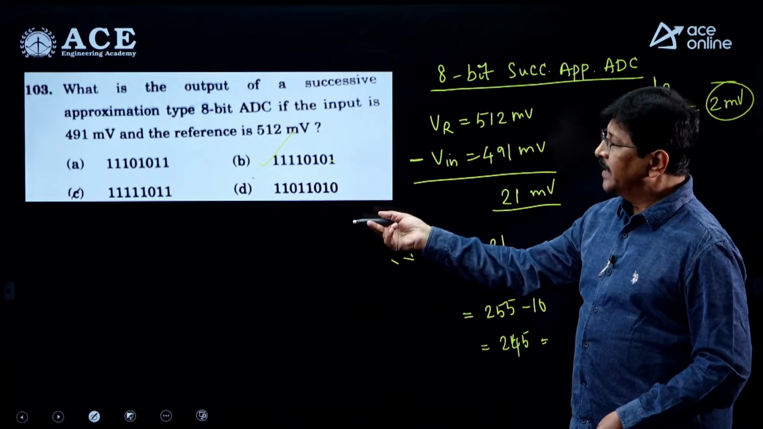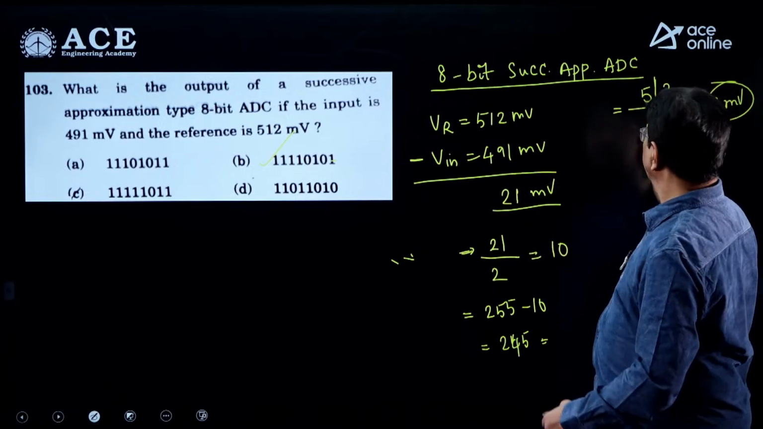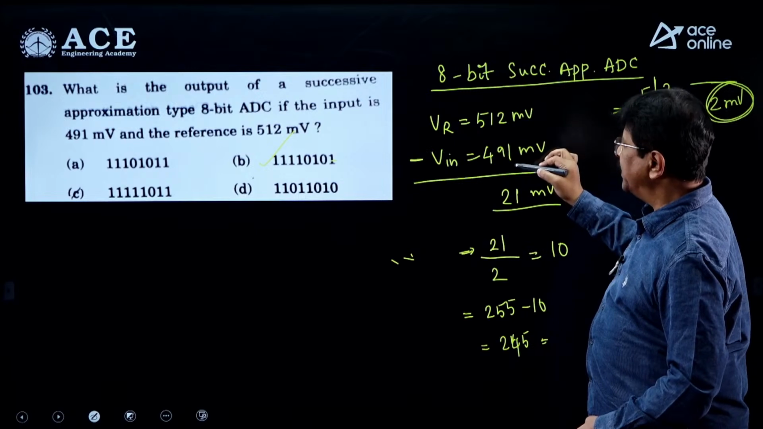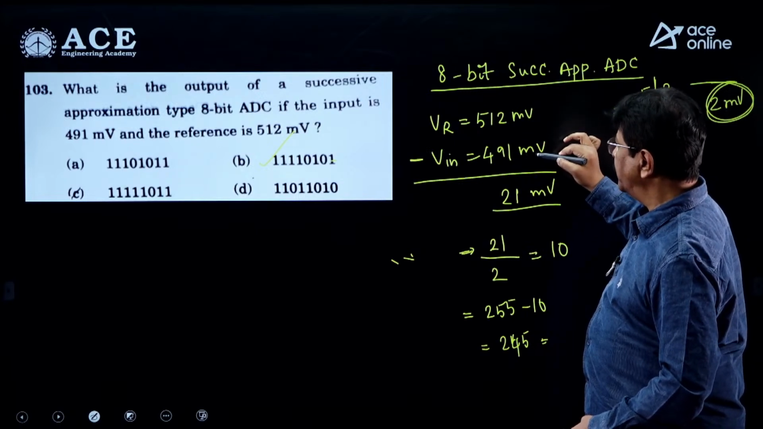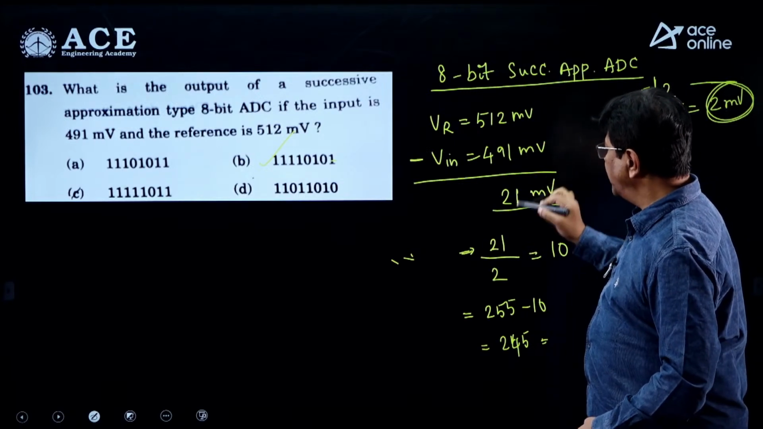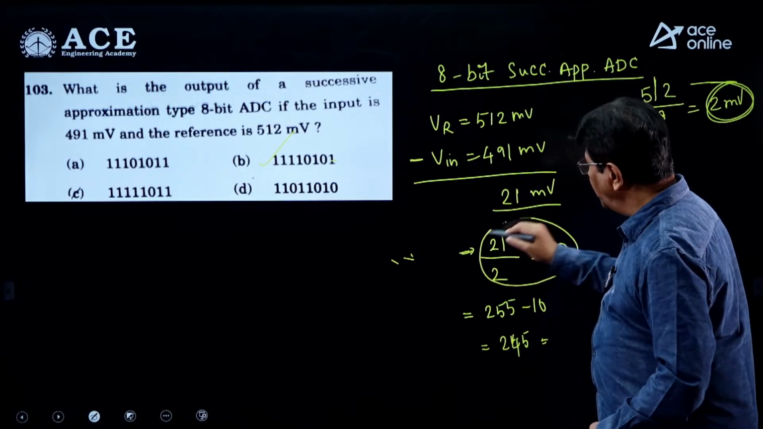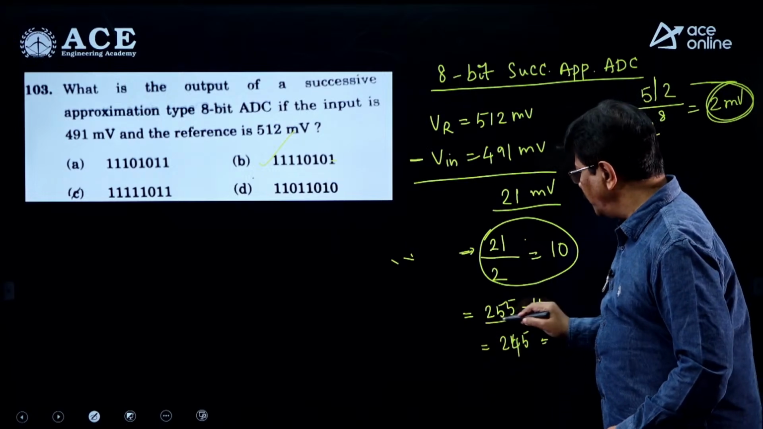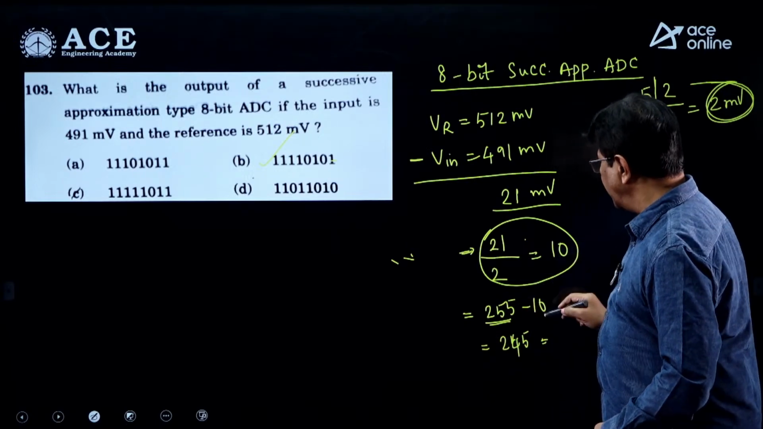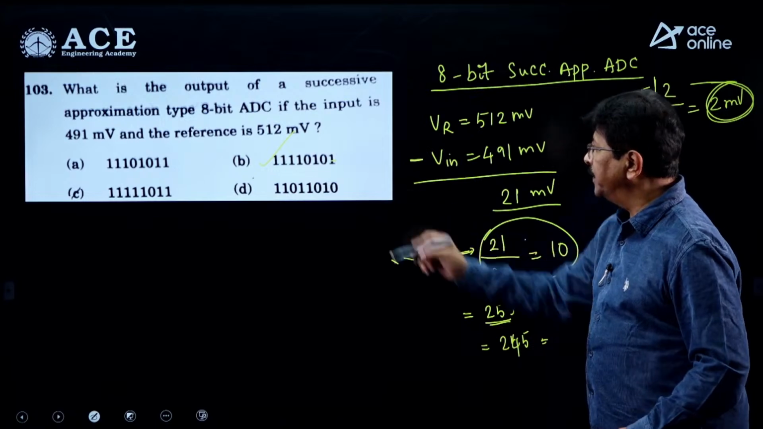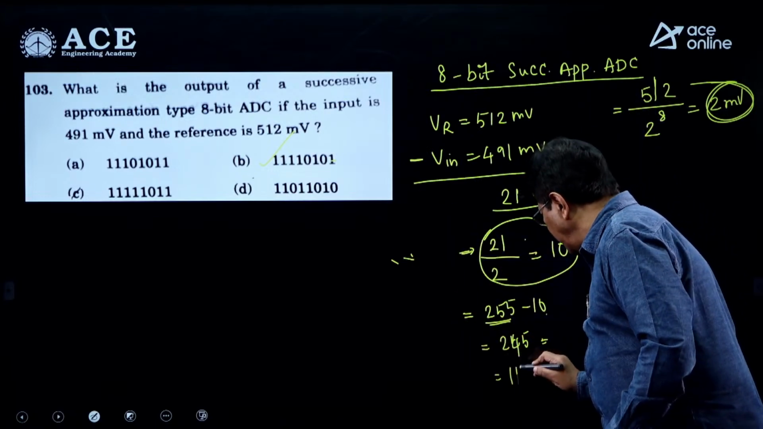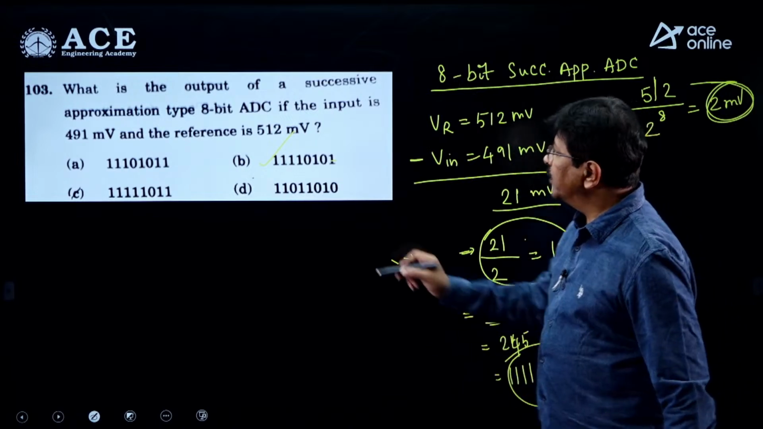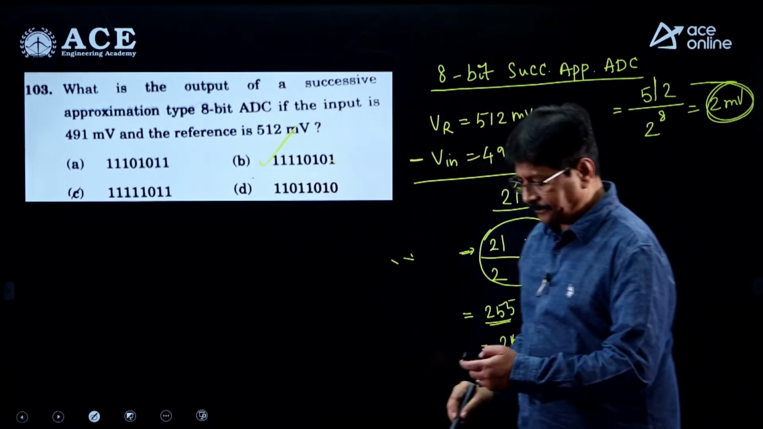So you can do it traditionally or else you can do it in this fashion. Find out the resolution of the ADC, then how much difference is there between the reference voltage and the 491 millivolts input given, and this divided by the step size is going to give how much count will be less than the maximum. The maximum output you can get minus 10 is 245, which is approximately 11110101. So the correct option to this is B.